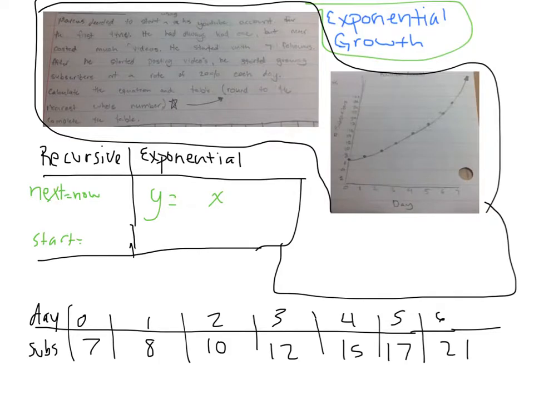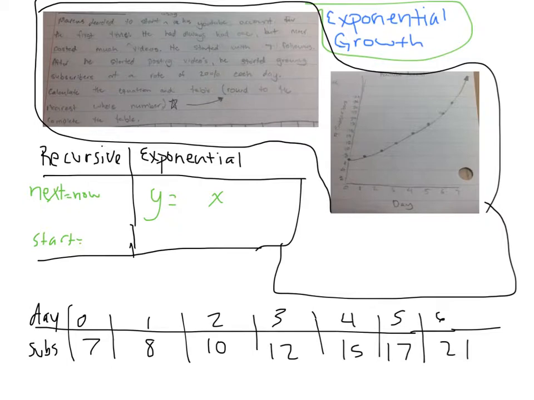Marcus decided to start using his YouTube account for the first time. He had always had one, but never posted many videos. He started with 7 followers. After he started posting videos, he started growing subscribers at a rate of 20% each day. Calculate the equation and the table. Also, round to the nearest whole number.